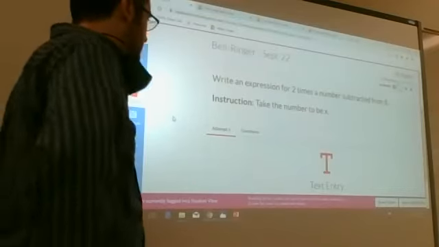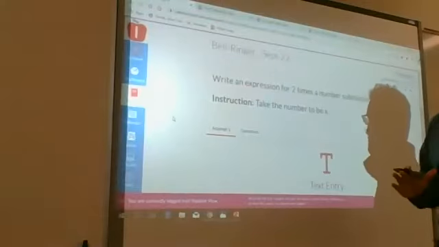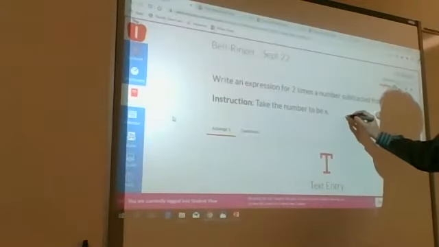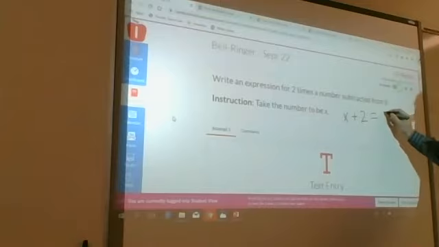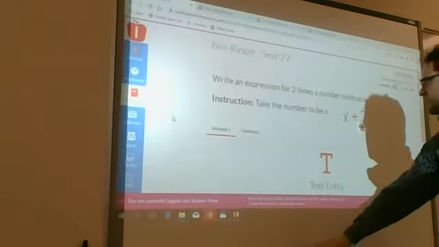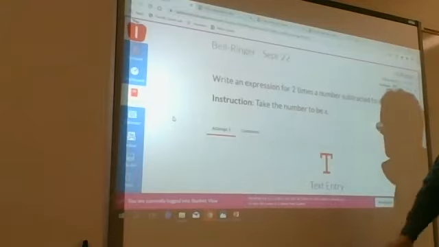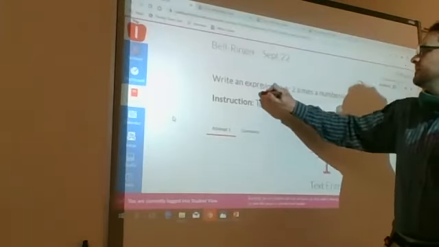Now the difference between an equation and an expression is that an equation, it's right there in the name, an equation has an equal sign. So x plus 2 equals 3, that's an equation because it has an equal sign. But that's not what it's asking for. It's asking for an expression.